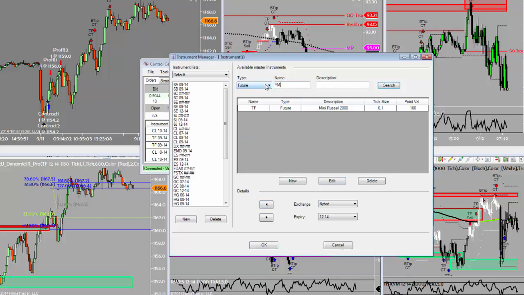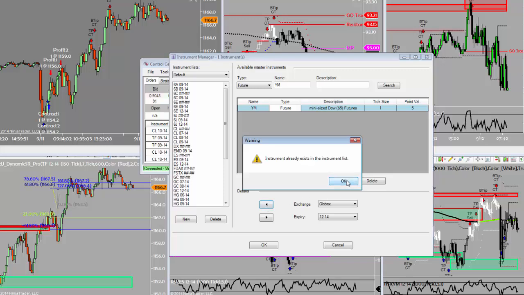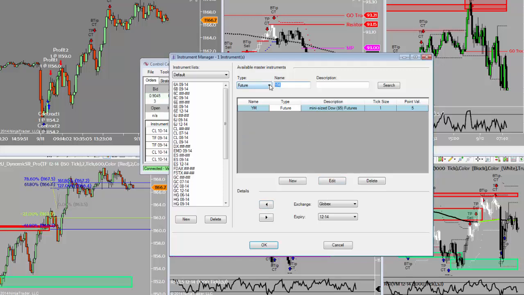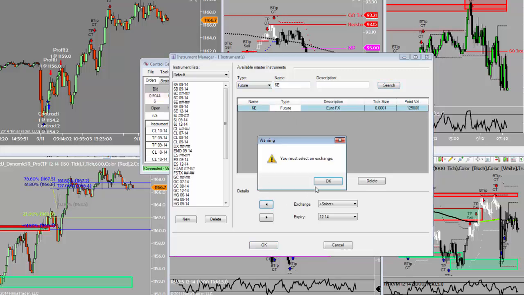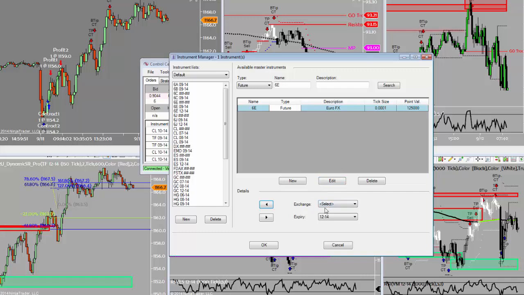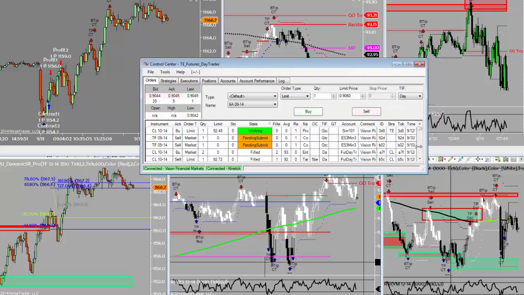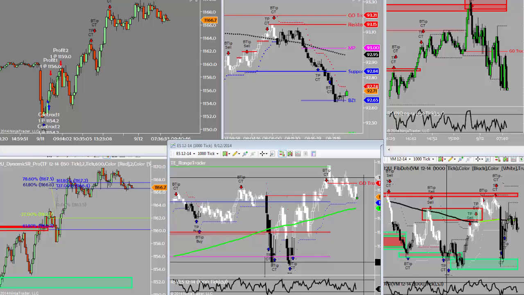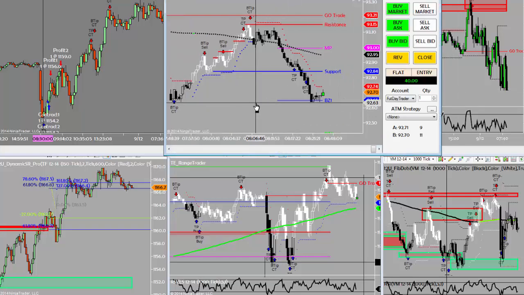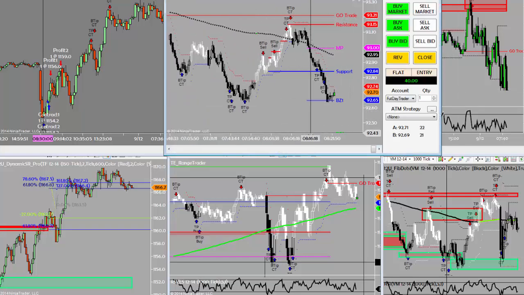Let's go grab our Dow Jones, YM, search, left-click. Let's add the December 14th. Already exists. Let's go 6E, futures contract for the euro currency. Already exists. Aha, must select an exchange. So we'll go with the Globex. Good. All right, so we're covered across the board. Now I should be able to update that. All right, crude oil down here.